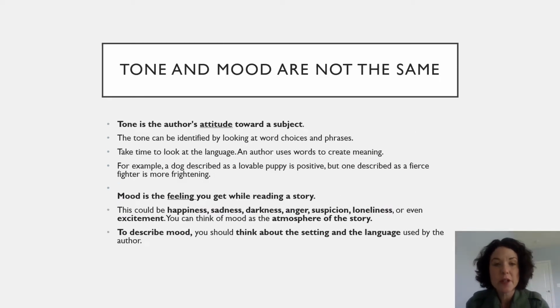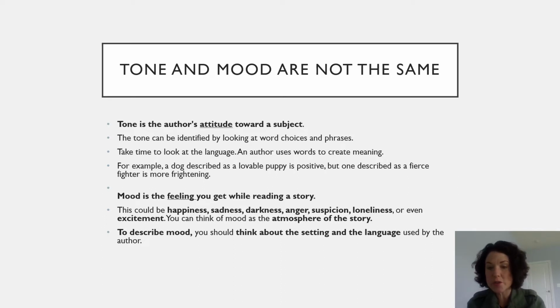All right, let's review. Tone and mood are not the same. Tone is the author's attitude towards a subject or a character. The tone is usually found by looking at the word choices and phrases that the author uses, so you have to take time to look at the language. An author uses words to create the meaning and also the tone of a story. For example, if you are reading about a dog and it's described as lovable, that's positive. But one that's described as fierce and like a fighter, that would be more frightening.